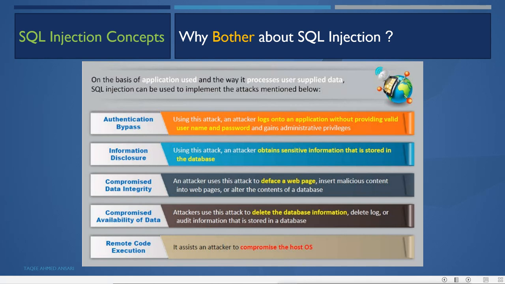Then remote code execution. It assists an attacker to compromise the host OS. Now host OS means the OS which is hosting these database servers. So the attacker can execute commands on these database servers also, on the host operating system of the database server. So these are the problems and types of attacks we can say, and SQL injection can cause these types of vulnerabilities.